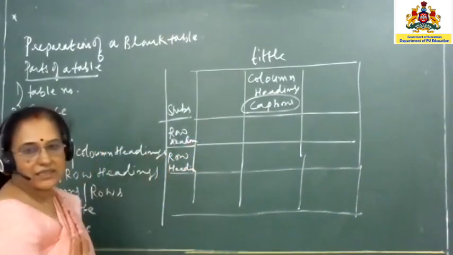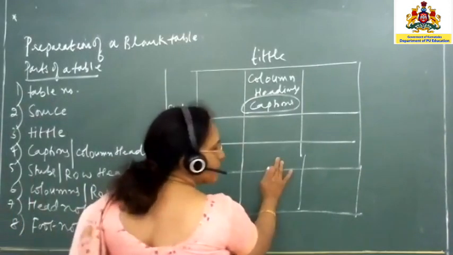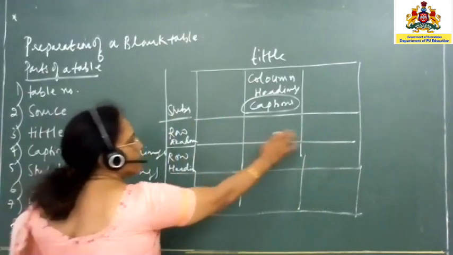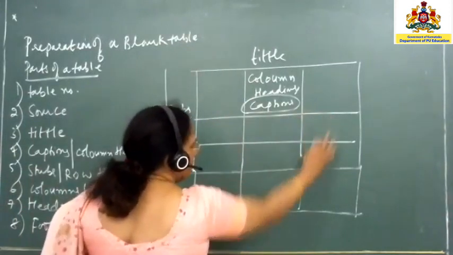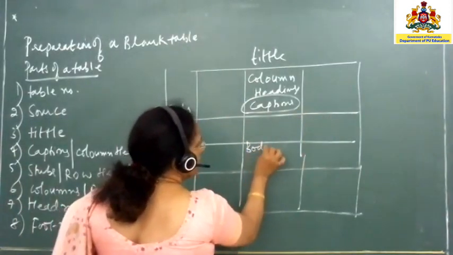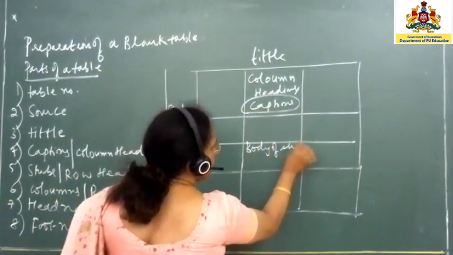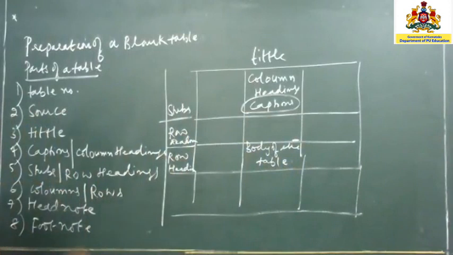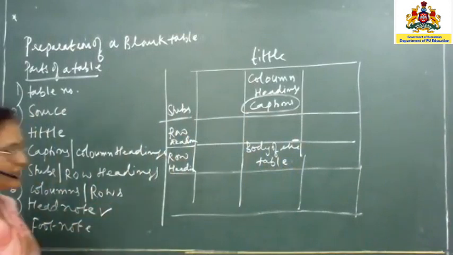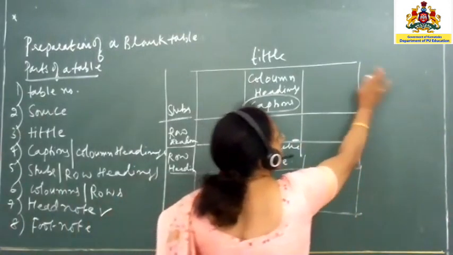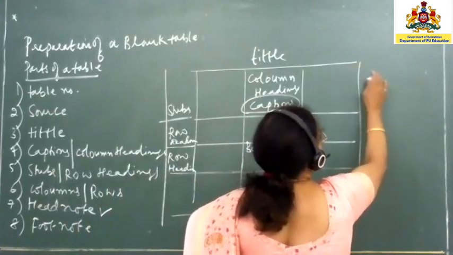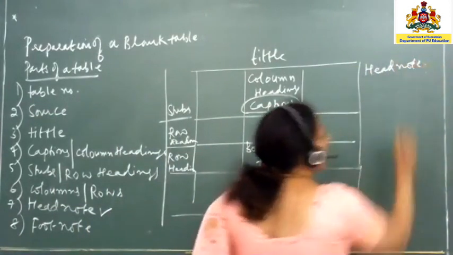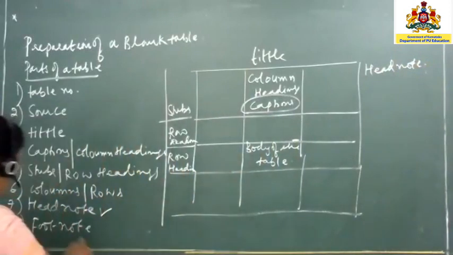Okay. Now other than that, if any entries are there, if it is a numerical table, you will have to write the numbers. If it is a blank table, you will have to just write the dashes. So this whole thing is called the body of the table. Now other than that, sometimes we will be using the head note. If head note is used, it has to be written to the right side of the table. In the next problem, I shall explain to you in detail what is meant by head note. The last one you have footnote.